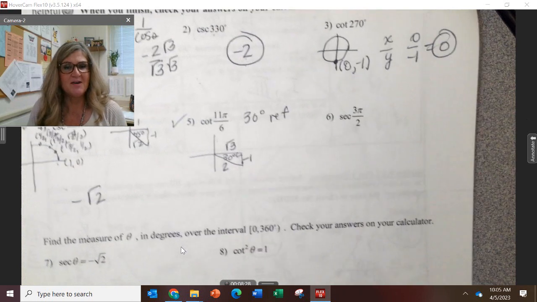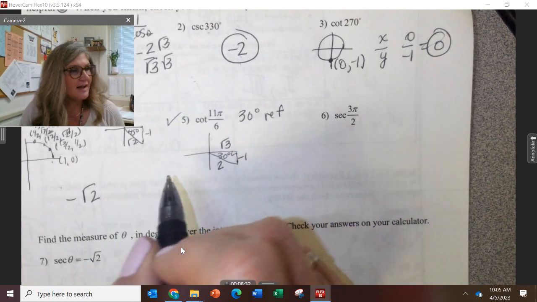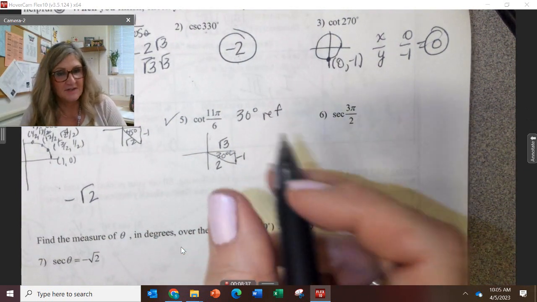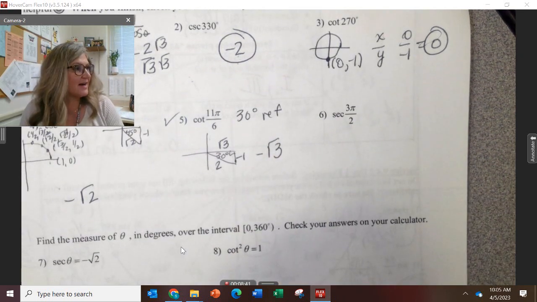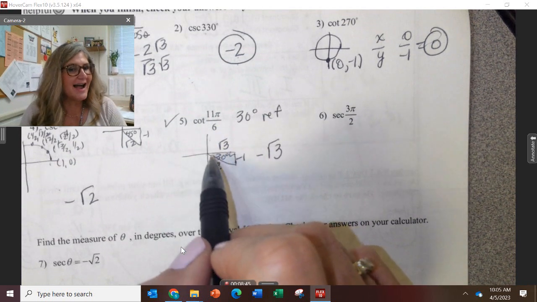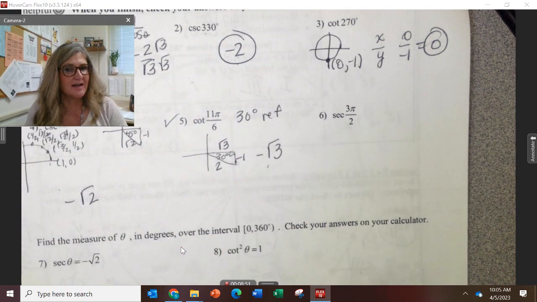All right, how about number 5? Caitlin, okay, what do you think? Negative radical 3. Anyone else think negative radical 3? Good job, that is correct. Here's the reason why. I went ahead and went to a triangle instead of using the unit circle. It's x over y, so that is correct.